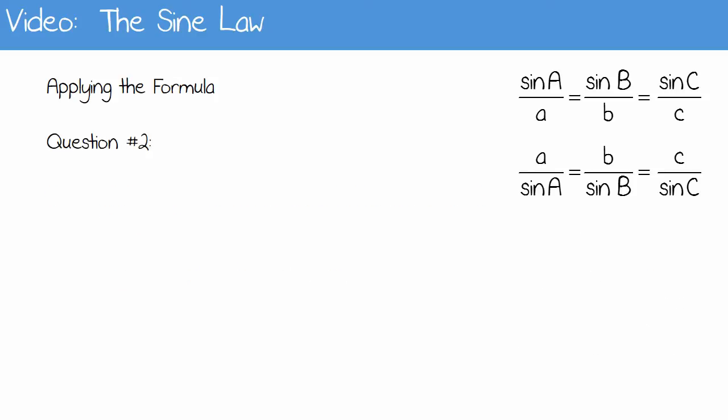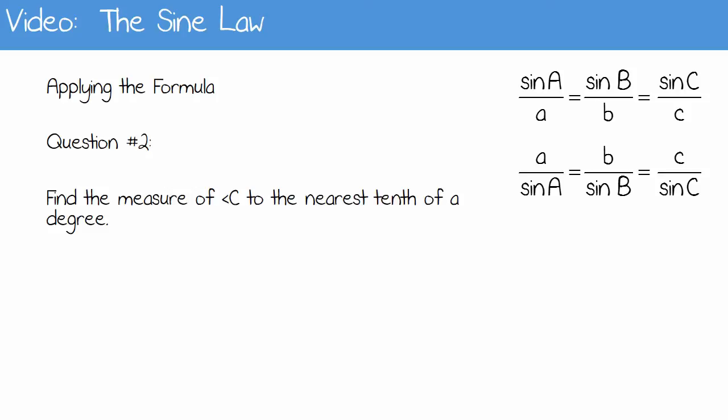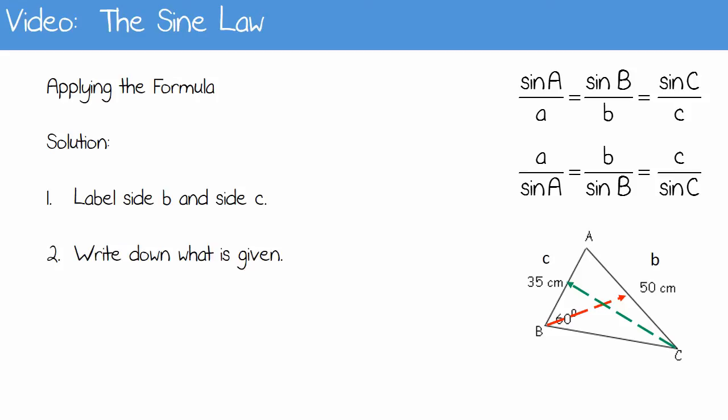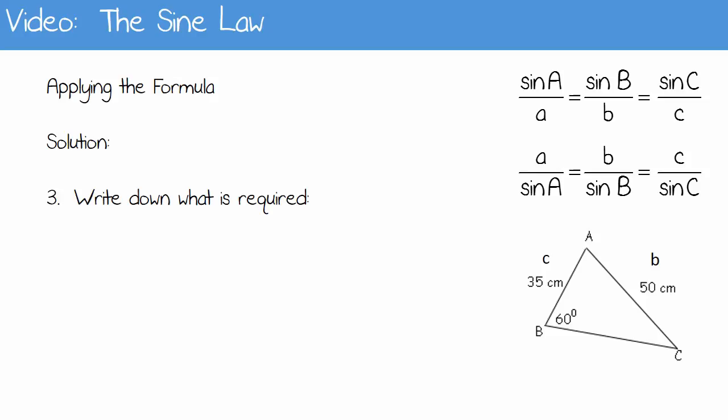Here is another question, question number 2. Find the measure of angle C to the nearest tenth of a degree. Here is the diagram. Step number 1. Label side b and side c. Write down what is given. Angle B is 60 degrees, b is 50 centimeters, c is 35 centimeters. Write down what is required: the measure of angle C.